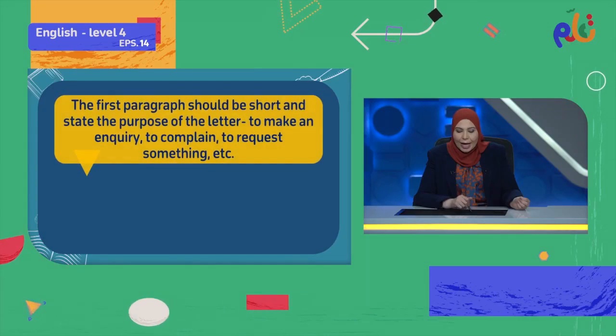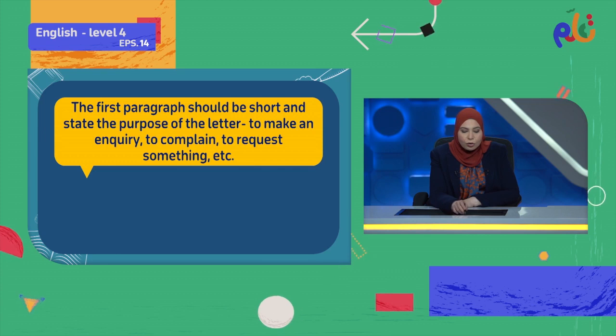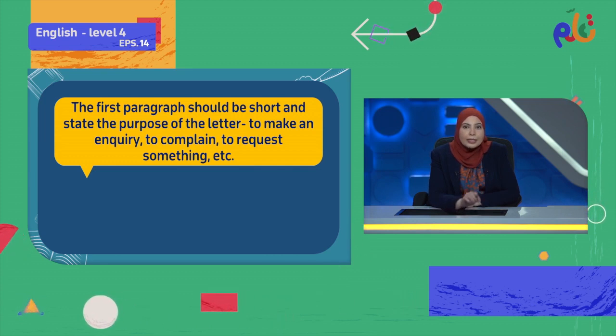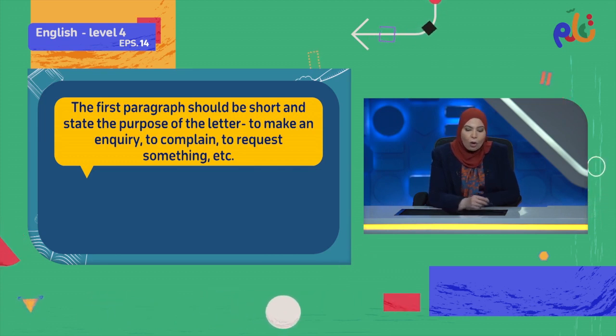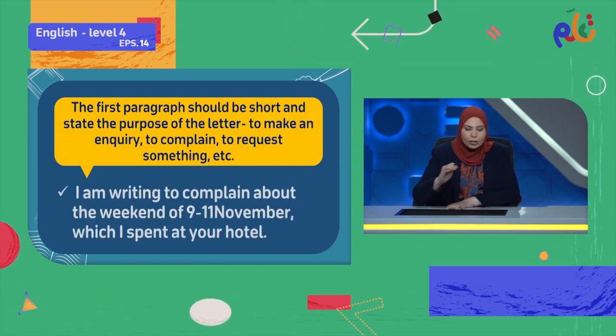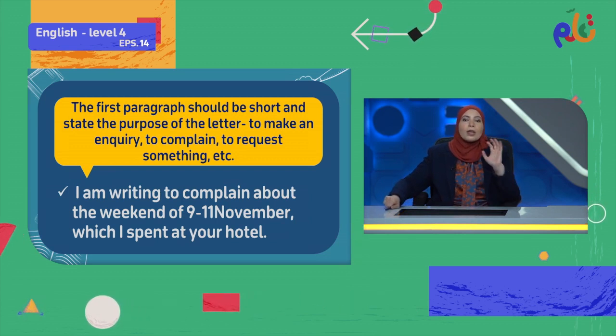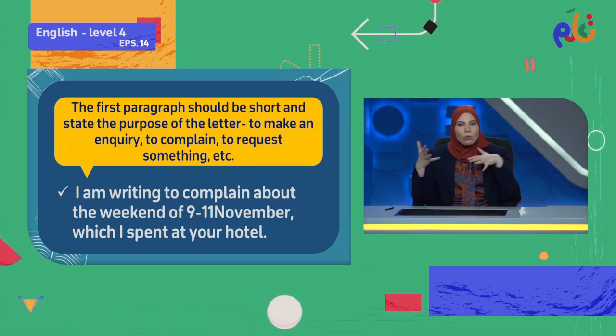All right, and then we have the first paragraph. The first paragraph should be short and it should state the purpose of your writing. Why are you writing the letter? Like we see in the example, I am writing to complain about blah. So in the first statement, we don't have how are you, how is life, nothing like this. You directly state the reason for writing this email.